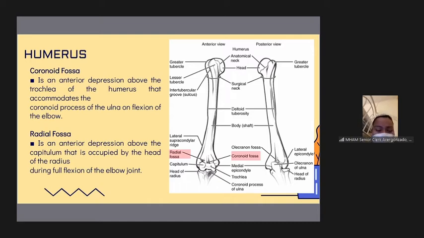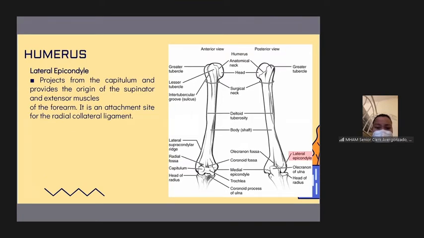Also, your coronoid fossa, an anterior depression above the trochlea of the humerus, accommodates the coronoid process of the ulna on flexion of the elbow. The radial fossa is an anterior depression above the capitulum that is occupied by the head of the radius during your full flexion of the elbow joint. Next slide, please.